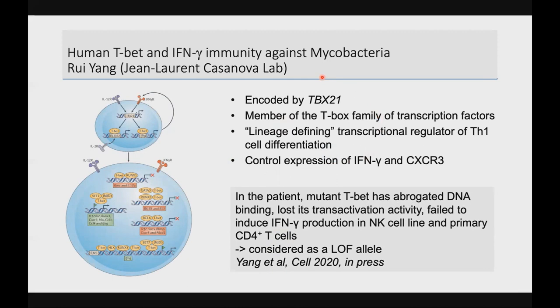More recently, the group of Jean-Laurent Casanova has reported a patient with mycobacterial disease due to inherited deficiency of the transcription factor TBET. TBET governs the development and function of several interferon gamma producing lymphocytes in mice, including Th1 cells. In the patient, the TBET deficiency resulted in several defects in NK cells and other innate-like lymphocytes, and strongly reduced production of interferon gamma by NK cells and CD4 T cells. This is due to the inability of the mutant TBET to bind the DNA and drive gene transcription. This is a beautiful work done by a postdoc in Jean-Laurent's lab, Rui Yang.